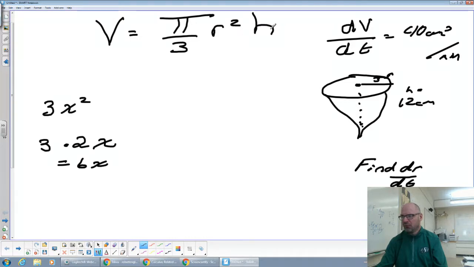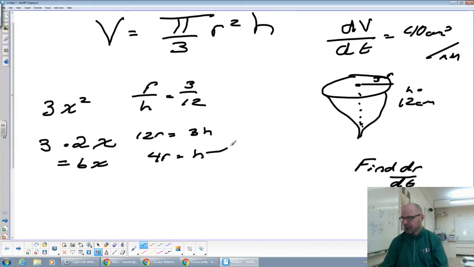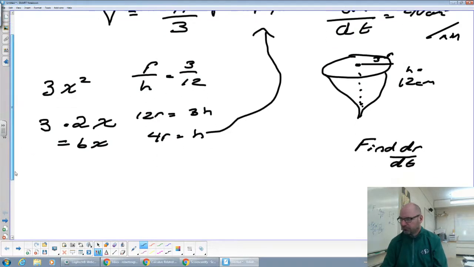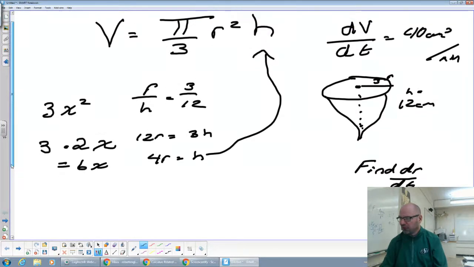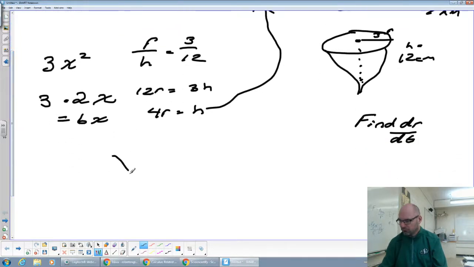That means we have to solve h in terms of r, and we can do that by this ratio. r over h in the cone is 3 over 12. If you cross multiply, 12 r equals 3 h, and since we want h in terms of r, we divide both sides by 3. So h is going to be 4r. That means we can plug that in here. So we have pi over 3 r squared times 4r. Now it's just V with respect to r.